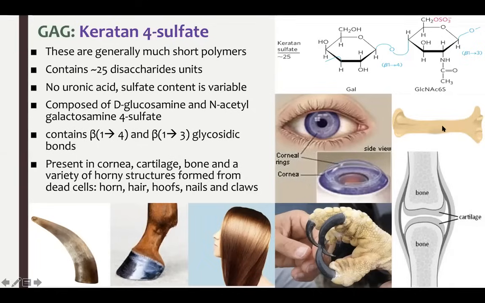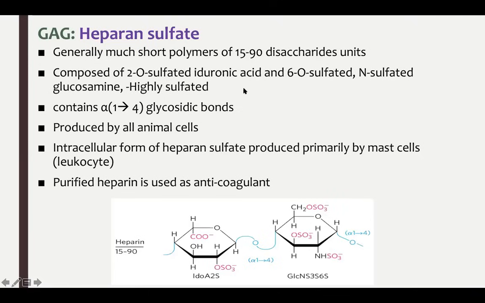Okay, then comes the heparin sulfate. So we have finished hyaluronic acid, then chondroitin 4 sulfate, keratan 4 sulfate, then comes the heparin sulfate. In heparin or heparin sulfate, maybe you have learned about heparin, which functions as an anticoagulant. That means they prevent the coagulation of blood.